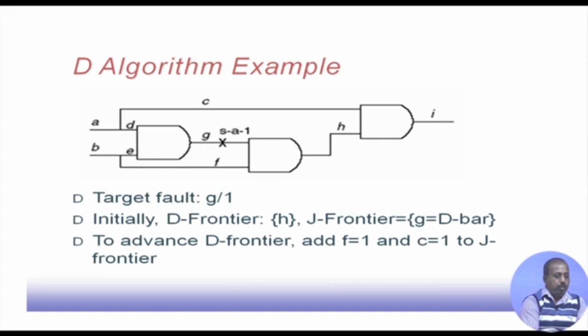Now, if we want to advance this D frontier, that is gate H, then we have to add F equal to 1 and C equal to 1 to the J frontier. F must be equal to 1 so that it propagates through this, and C equal to 1 has to be set so that this ultimately propagates through this AND gate. So, they are to be added.